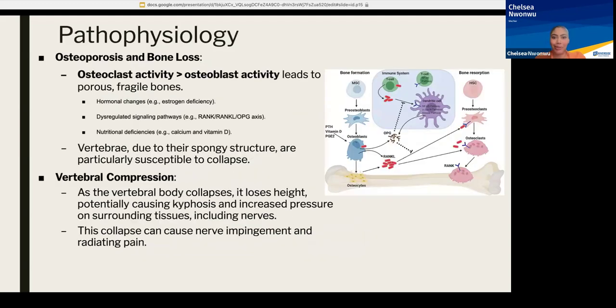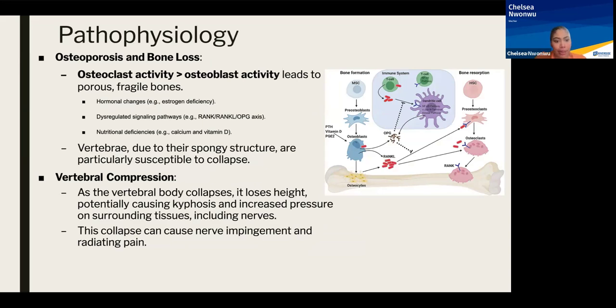Okay, so I'm going to do a really brief overview of the pathophysiology. So OVCFs are fundamentally a disruption in bone remodeling, and bone remodeling is a continuous process involving osteoclast-mediated bone resorption and osteoblast-mediated bone formation. And in healthy bone, these processes are balanced, ensuring structural integrity and repair.